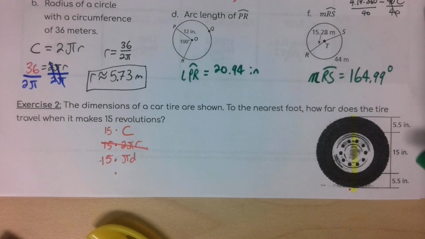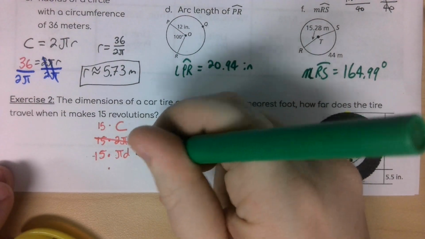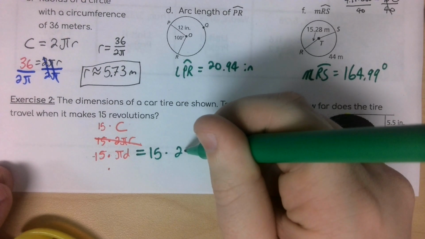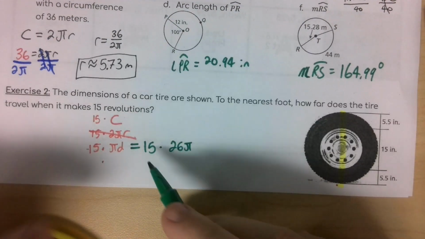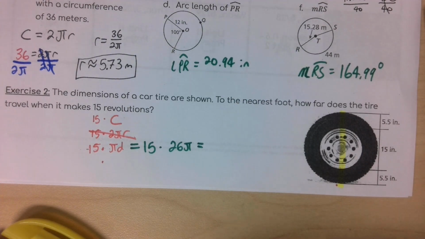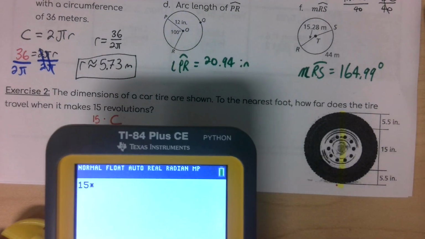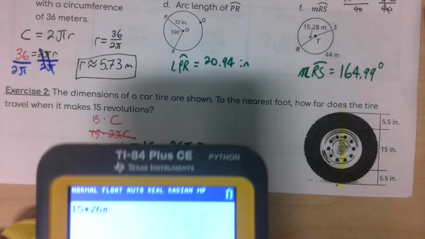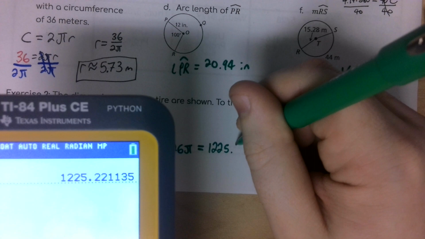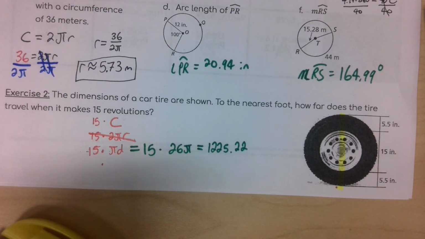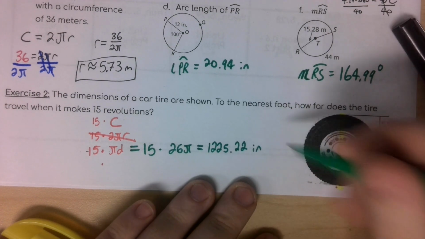So what's 5.5 plus 15 plus 5.5? That'll give us a diameter of 26. So our circumference is 26 pi. Multiply that by 15 and we will get our 15 revolutions. 15 times 26 pi gives us 1225.22. And what's the units? Well, these are in inches, so this is in inches.